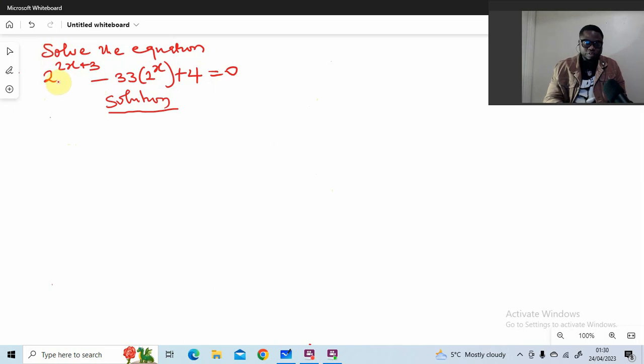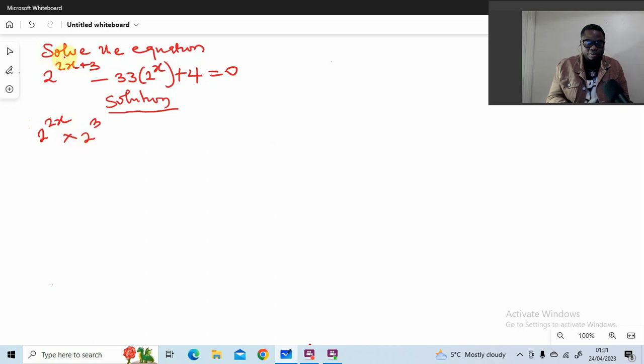The question says solve the equation 2 exponent 2x plus 3 minus 33 bracket open 2 exponent x bracket close plus 4 equals 0. So what I would do here is apply the multiplication law of indices in this first index expression. That will give me 2 exponent 2x multiplied by 2 exponent 3.